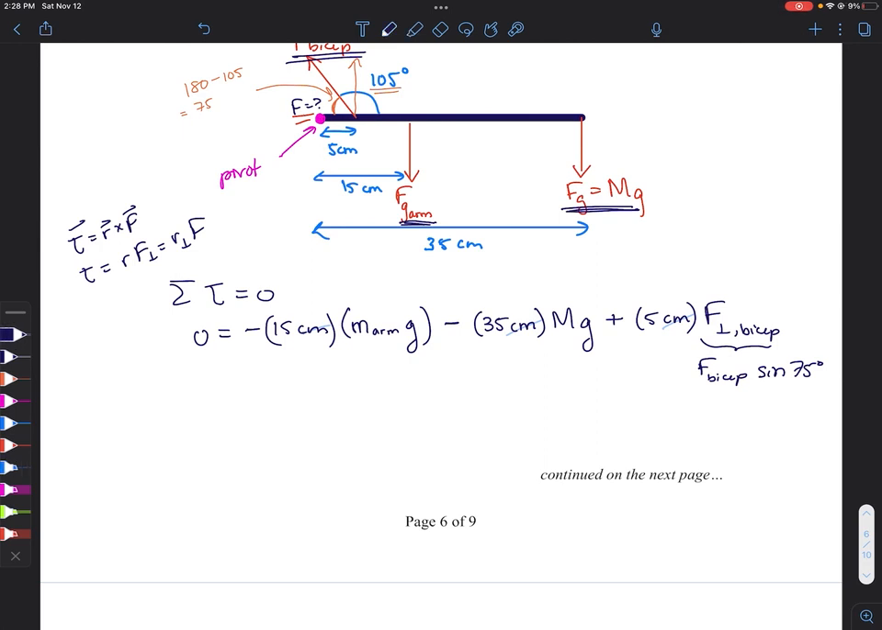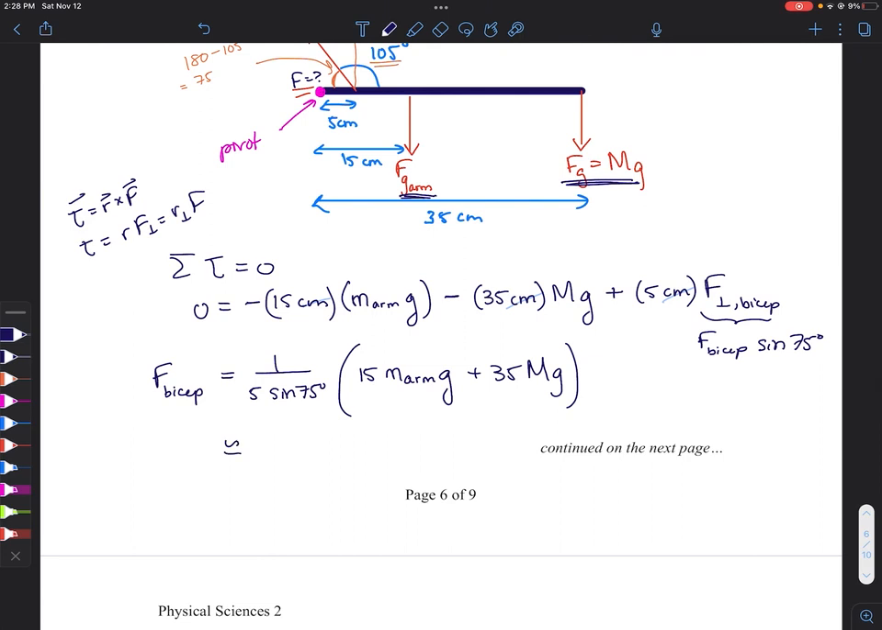We can now solve for F bicep. So F bicep is equal to 1 over 5 centimeters times the sine of 75, times 15 m arm g plus 35 mg. And if we work that out with the numbers, we should get about 25,000 newtons.